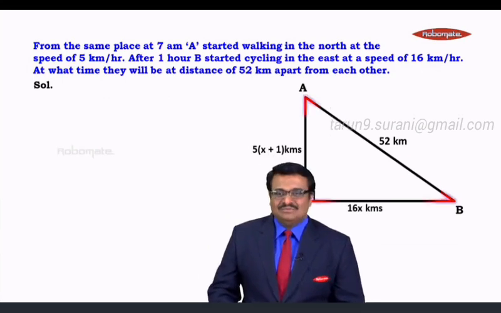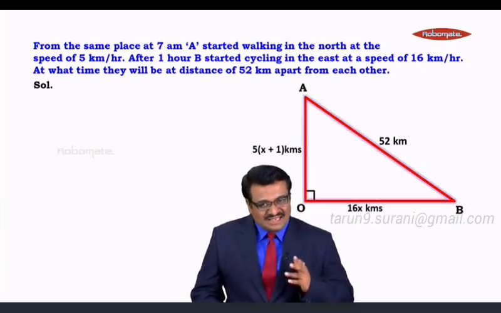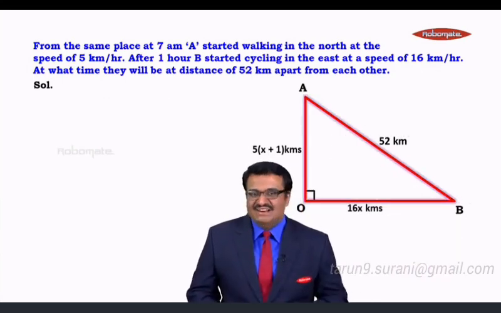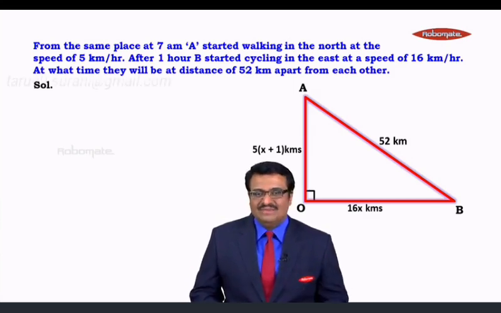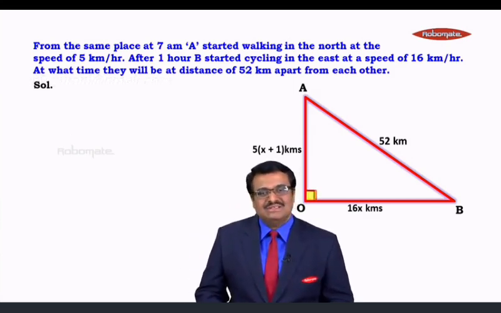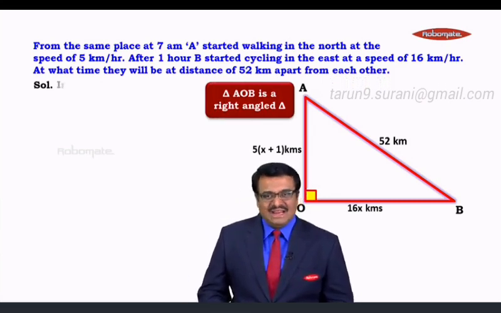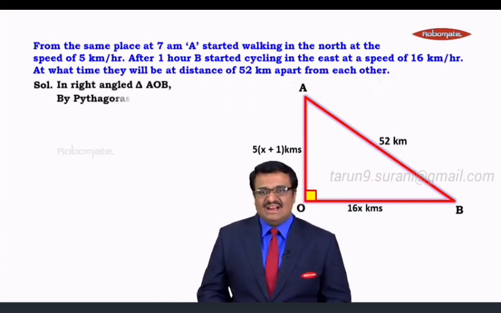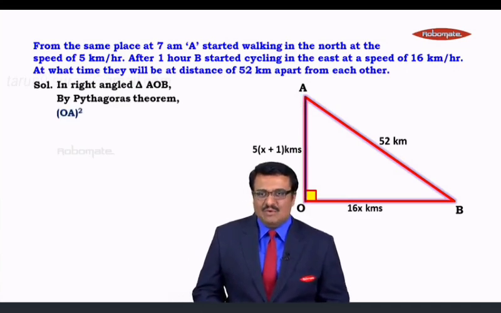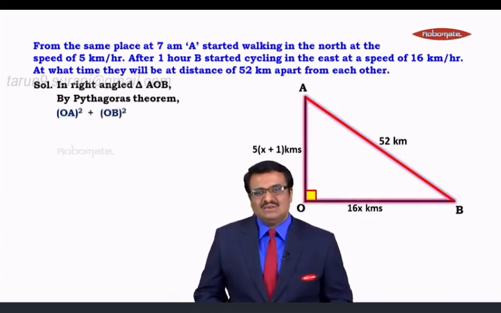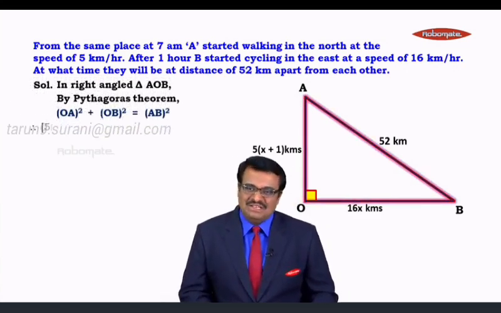So this is a triangle OAB. It's a right angled triangle. All three sides are known, including the hypotenuse. In right angled triangle AOB, by Pythagoras theorem, what do we know? OA square plus OB square is equal to AB square.